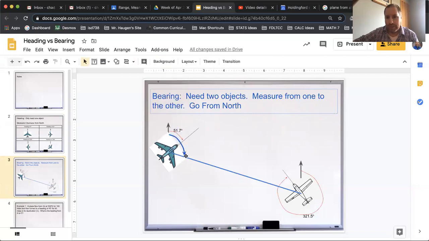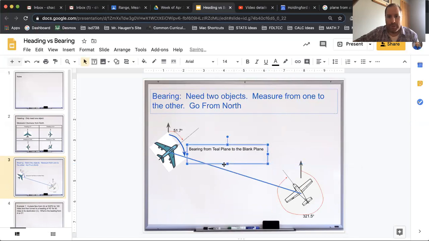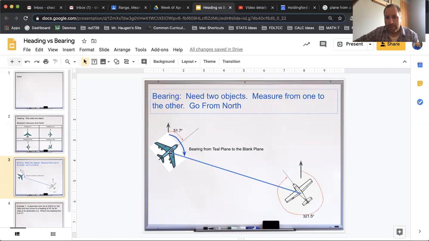This is the bearing. Let's type that in there. This would be the bearing from, we'll call it the teal plane, to the blank plane, whatever we want to call that. So that is the bearing in there. And whatever this measurement would be, that would be the bearing from this plane to this plane. If I wanted to find the bearing from the blank plane to the teal plane, that would be over here.